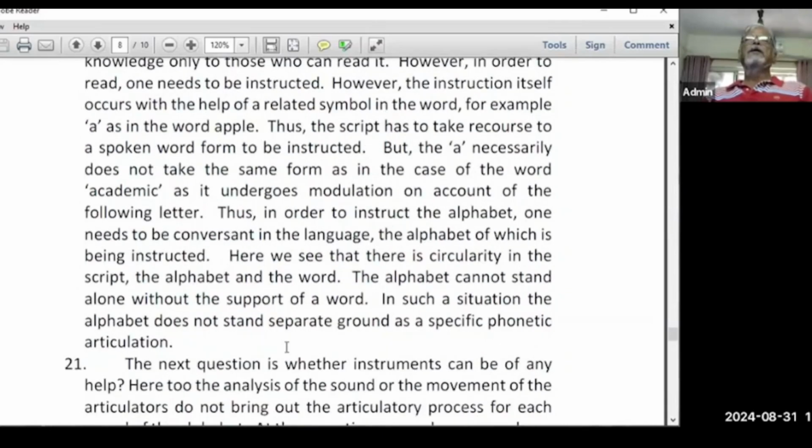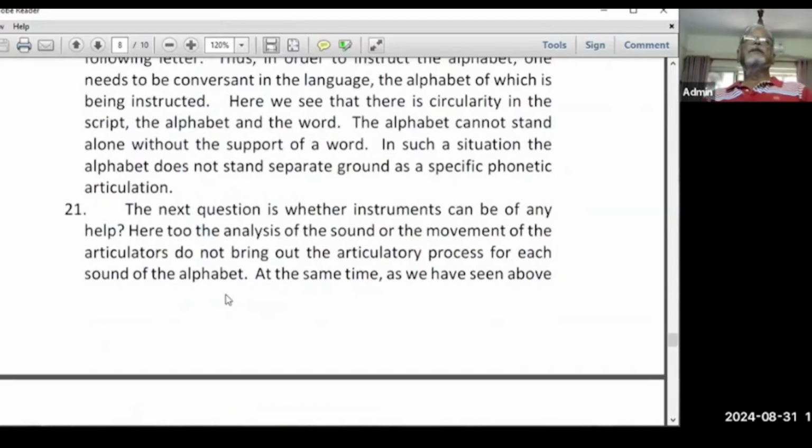instructed. Here we see that there is circularity in the script, the alphabet and the word. The alphabet cannot stand alone without the support of the word. In such a situation, the alphabet does not stand on separate ground as a specific phonetic articulation.